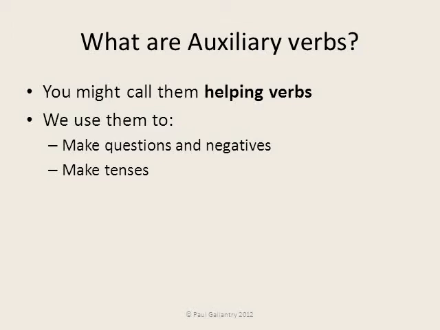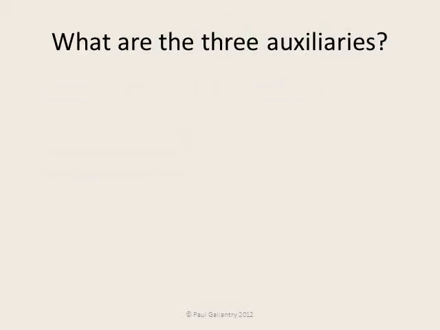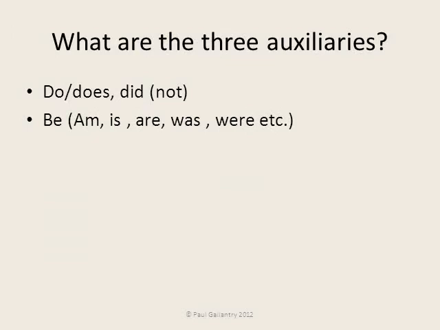So what are the three auxiliaries? It's coming up in a minute, but can you write them down while you're thinking about that? Okay, you should say they are do or does or did, be, which can be am, is, are, was, were, and so on, or have. We've got have, has, and had. You notice also there's not, that's how we make the negative.